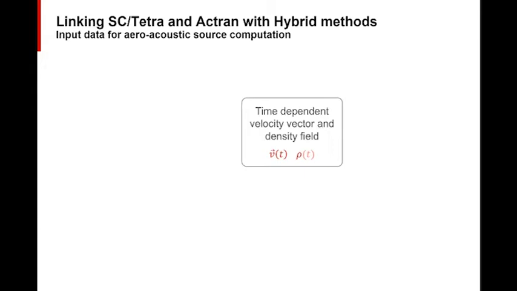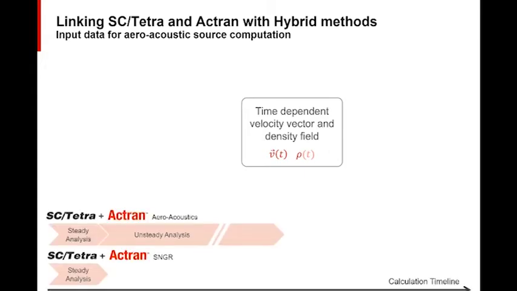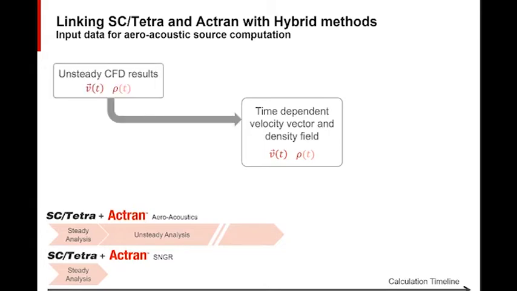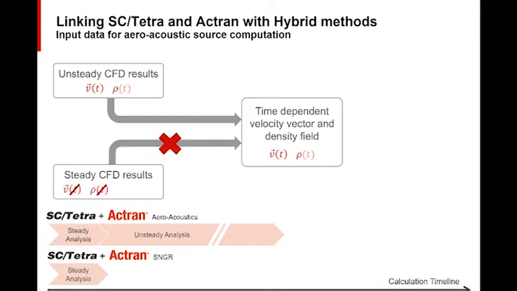So based on these mean velocity and mean density fields, and also using information output by the steady state analysis regarding the turbulence, for example the turbulent kinetic energy or the turbulent dissipation rate, Actran SNGR is able to reconstruct a time-dependent velocity field based on a stochastic reconstruction method. And then we have our time-dependent velocity field and our density field. I won't give you more details regarding how SNGR works. We did a webinar recently about that, so I really encourage you to go and watch this webinar if you want to know more about this method.